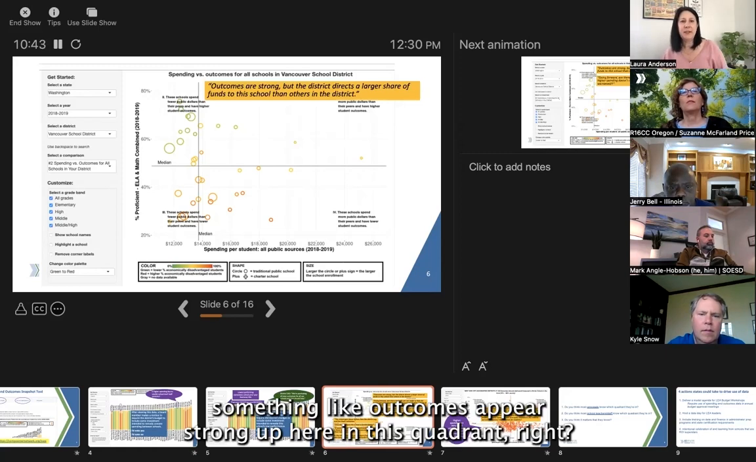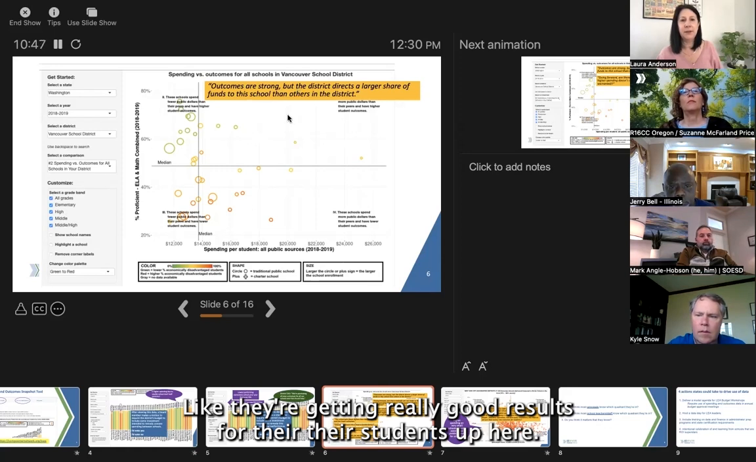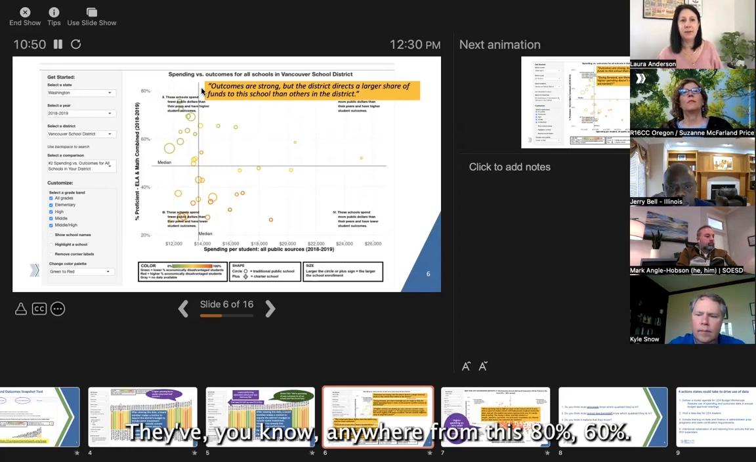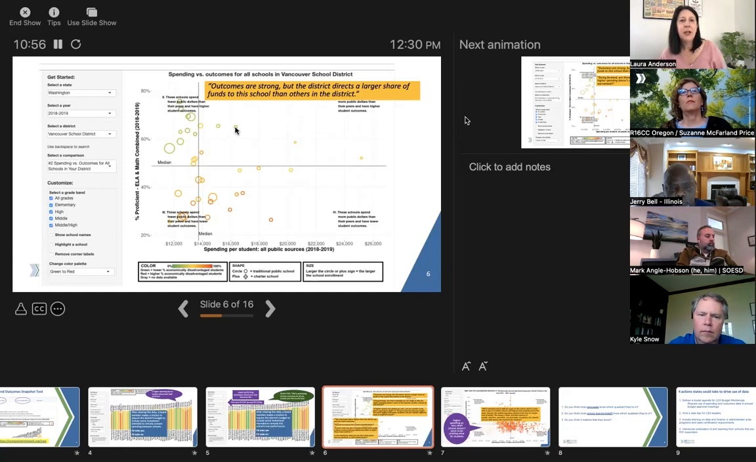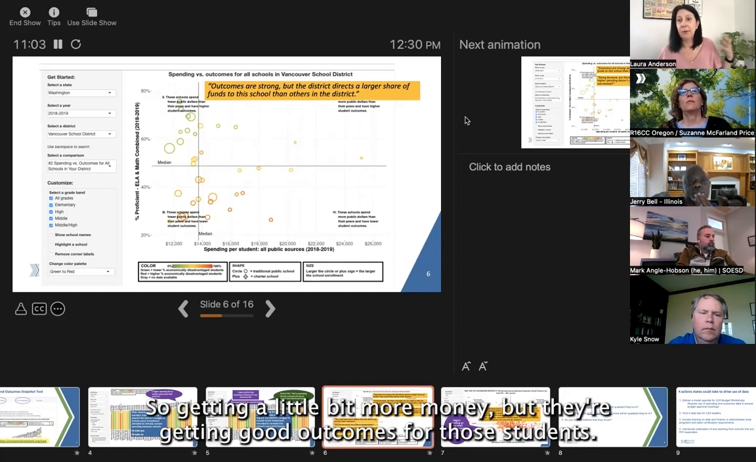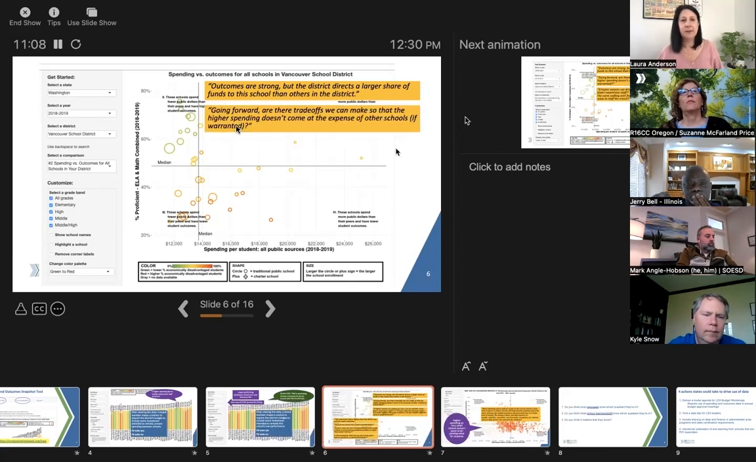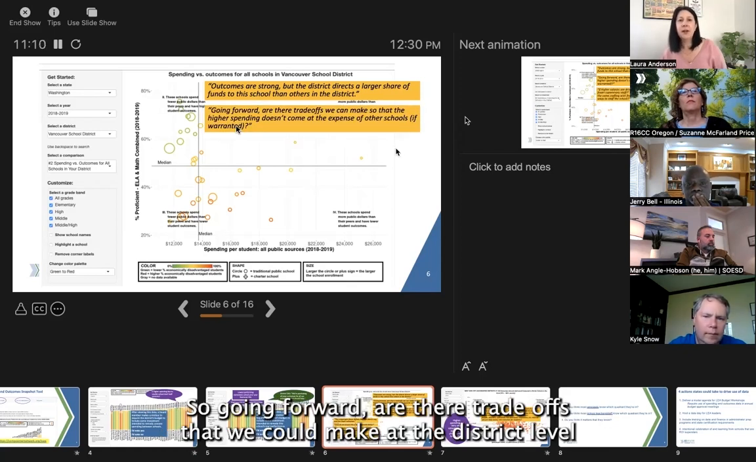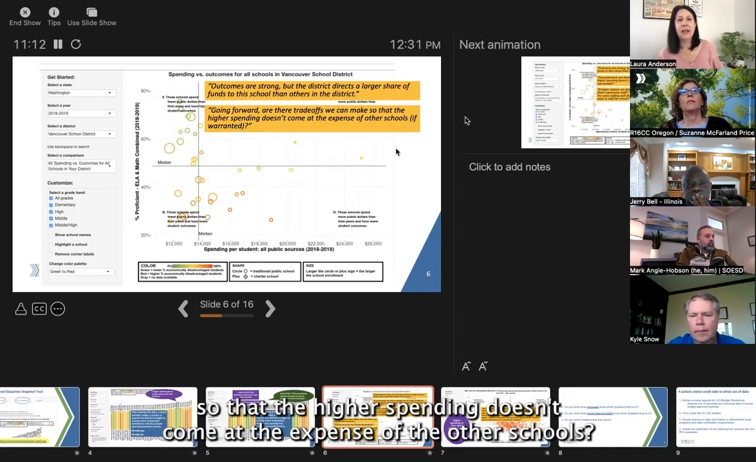And you can say something like, outcomes up here in this quadrant are strong. They're getting really good results for their students up here, anywhere from 80% to 60%. The school here is at 65% proficiency, but the district directs a larger share of its funds to the school than others in the district. It's true, they get a little bit more money, but they're getting good outcomes for those students. So going forward, are there trade-offs that we could make at the district level so that the higher spending doesn't come at the expense of the other schools, right?